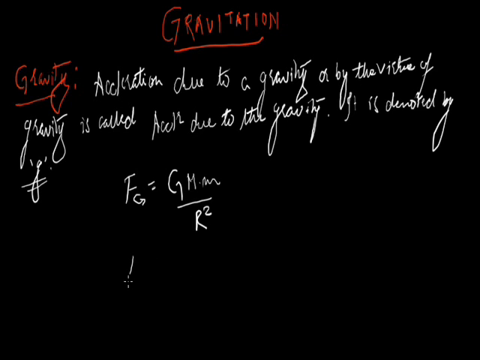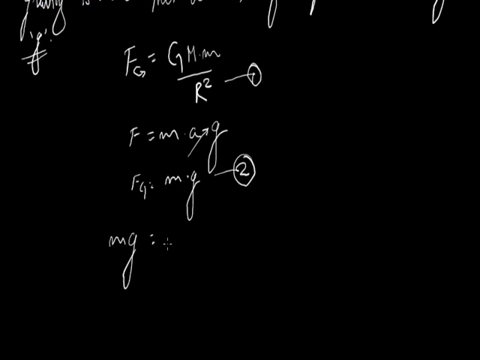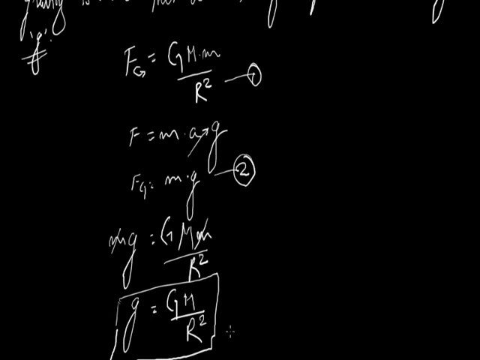Now force can also be defined as m into a. Here this acceleration will be replaced by g, that is acceleration due to gravity. So the gravitational force in this case will be m into g. Now using equations 1 and 2, we have mg equals GMm upon r squared. Here m will be cancelled out, so we have the formula of acceleration due to gravity on Earth's surface: g equals GM upon r squared.